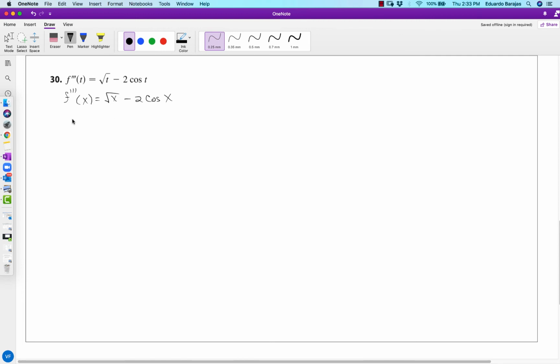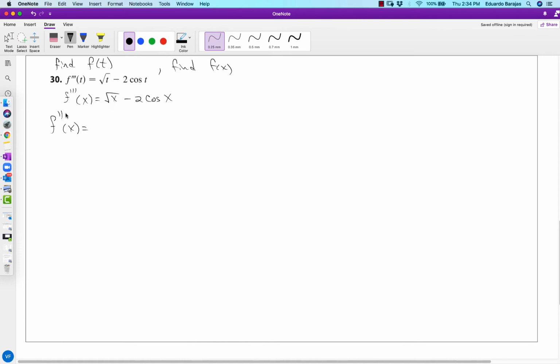Okay, so I'm going to work with this one. Now, remember, our goal is to find f. Find f of t was the original question, but now we're changing it to x, so find f of x. Okay, so we're going to have to go one step at a time here. The given function here, notice it's the third derivative. So when we take an antiderivative, we're going to go one layer back and go to the second derivative.